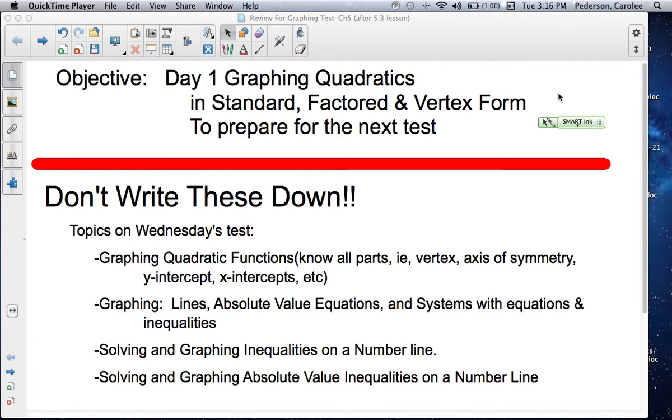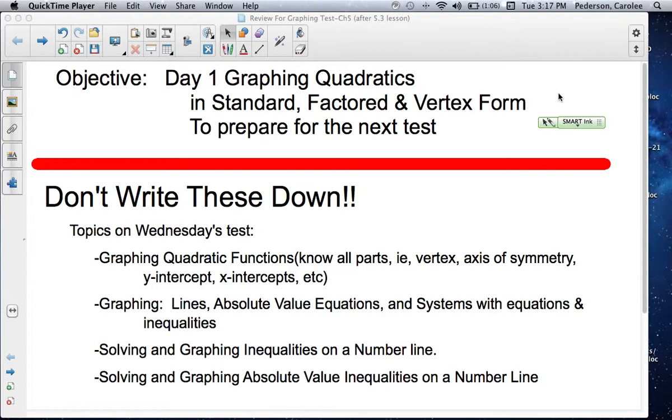This is a review for a test on 5.1 to 5.3. Day 1 is focusing on the quadratic functions in standard form, factored form, and vertex form. You will not need to write anything down on this slide. Here are some of the topics for our test.